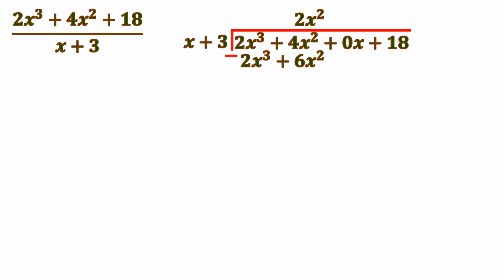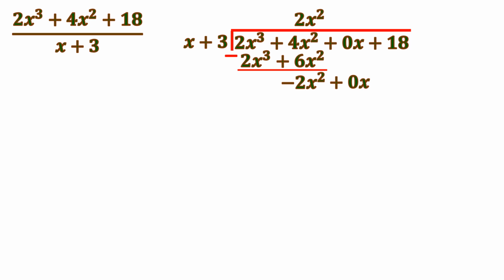Then let us subtract. So it will be 2x cubed minus 2x cubed, which will be 0. 4x squared minus positive 6x squared, which is the same as 4x squared plus negative 6x squared. Combining it, it will be negative 2x squared. Then let us bring down plus 0x. So this is the reason why we put 0x, in order to avoid skipping that variable to bring down.